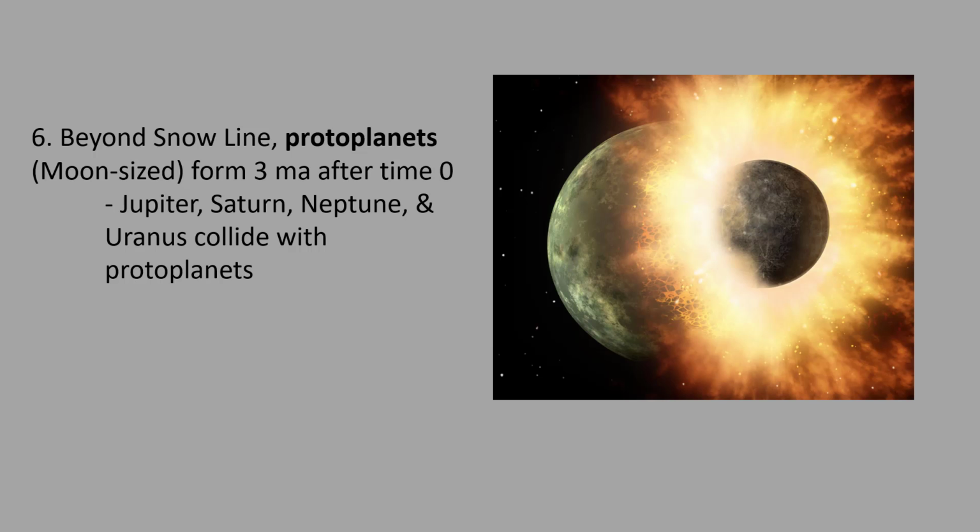Jupiter, Saturn, Neptune, and Uranus collide with a series of protoplanets to grow into these giant gas monsters that they are, where we have, again, frozen ammonia, frozen water, and frozen methane. So as these giant planets begin to accumulate and accrete more and more protoplanets, they then develop a larger gravitational pull because they have more mass. So this leads to a period of rapid growth for planets in the outer solar system.